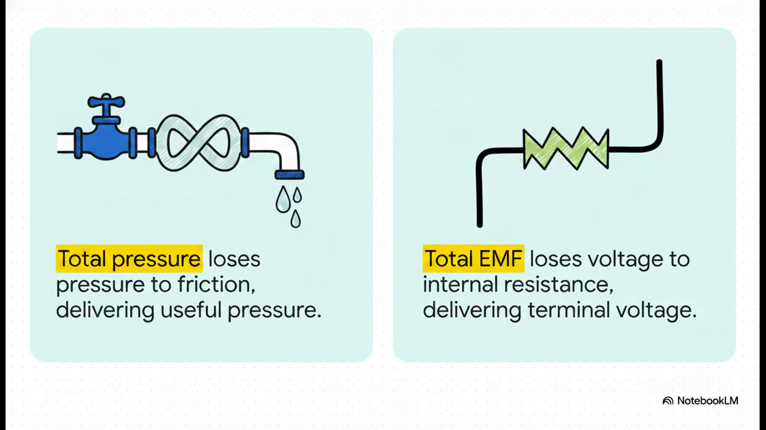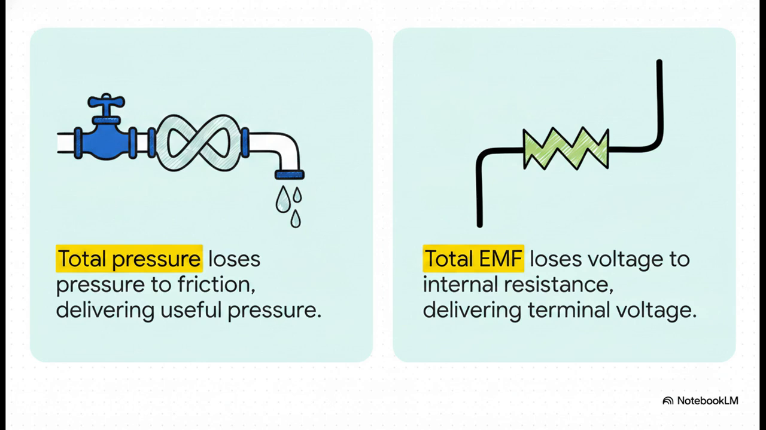To make this super clear, let's picture this with a really simple analogy. Imagine water flowing through a regular pipe. You start with this total massive water pressure at the pump. But as the water travels, it rubs against the rough inside of the pipe, right? That friction causes some of the pressure to just be lost before it even reaches the end of the line. So only the remaining pressure is actually useful to you.